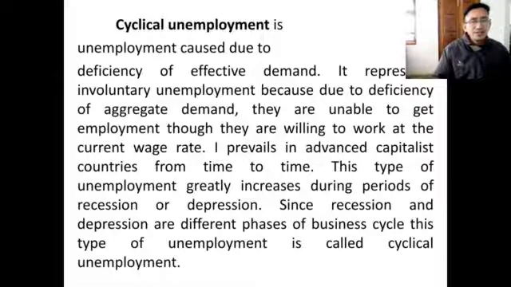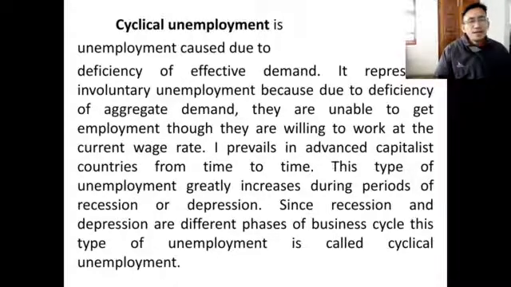It prevails in advanced capitalist countries. It is somewhat industrially advanced, where this type of cyclical unemployment takes place.